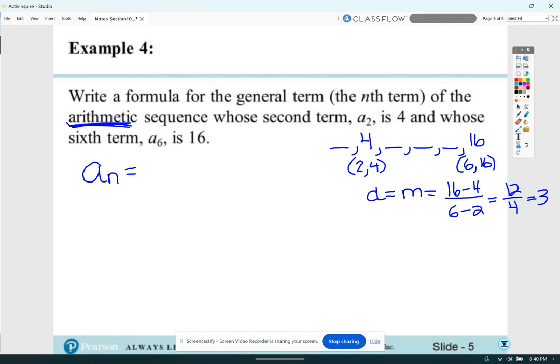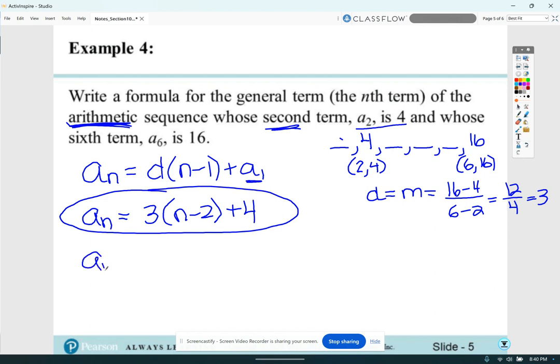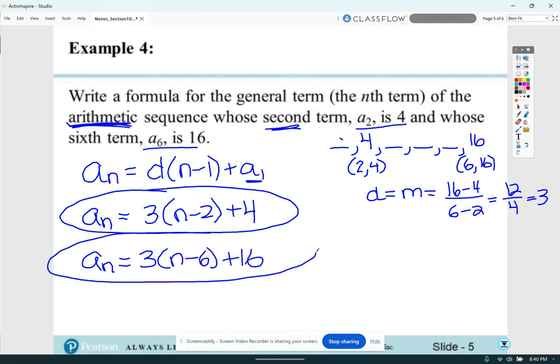Now, my most common formula to write this is d times n minus 1 plus a sub 1. You can use that and go back and find the first term. It's not going to be particularly hard to do, but we can also adjust that formula. Because I don't know the first term, just use the ones you already have. The second term is 4, so I can do my common difference times n minus 2, plus the second term, which is 4. So that's one option. I could also have used the sixth term is 16, so I could do 3 times n minus 6 plus 16. That works too.